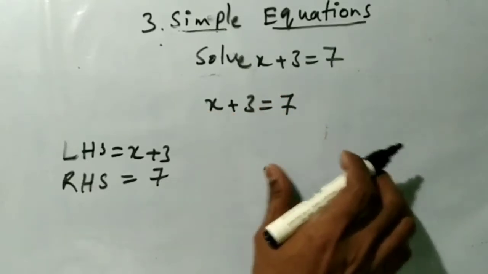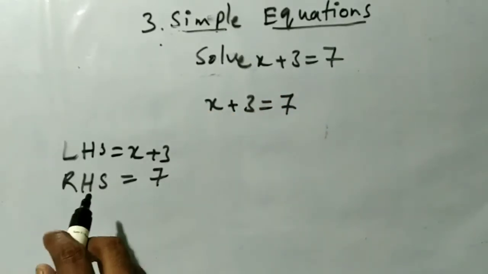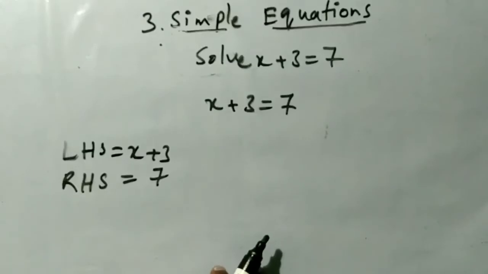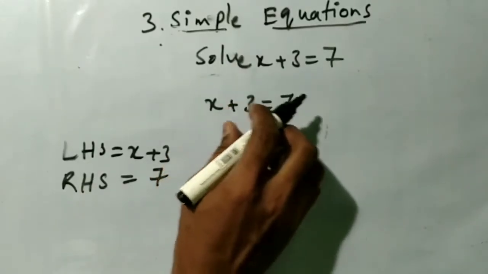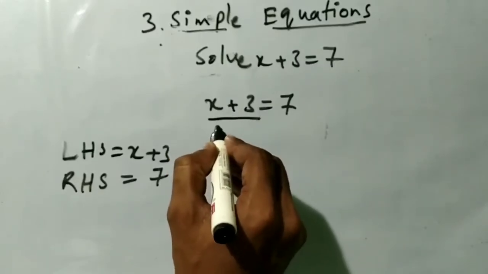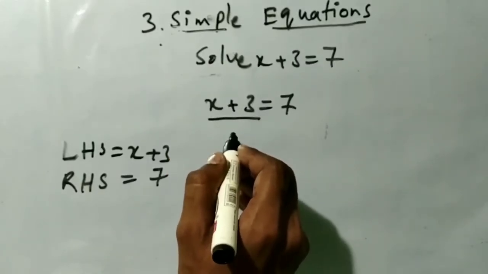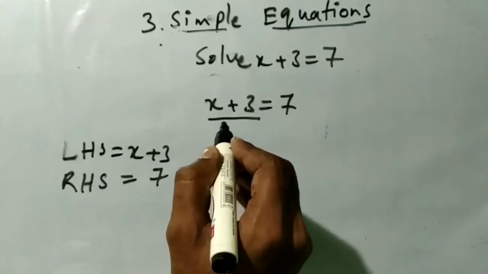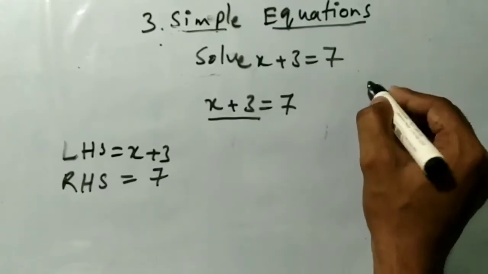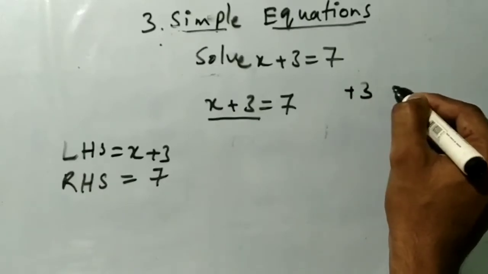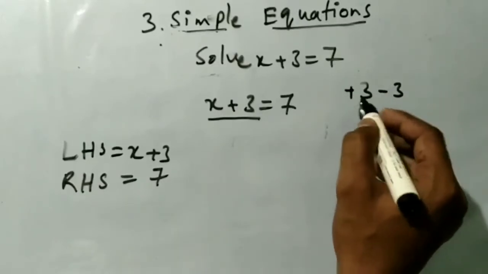So we have to make the LHS equal to the RHS. In order to do that, we have to make LHS equal to only x. So we have to remove the 3. How to remove 3? The plus 3 can be removed by adding minus 3, because plus 3 and minus 3 cancel.